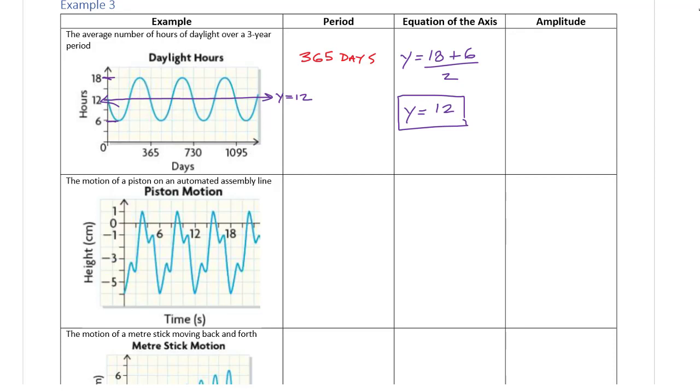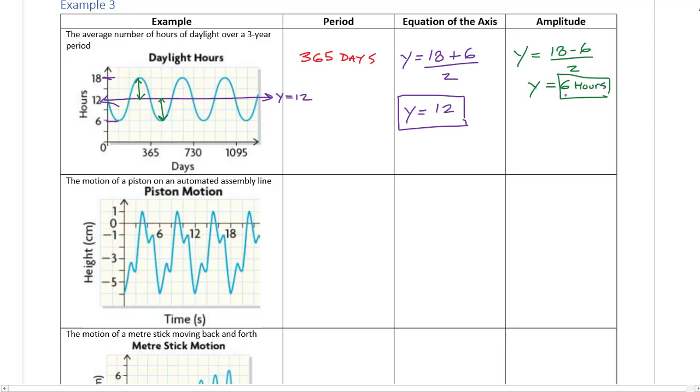The amplitude, on the other hand, is the radius of our circle, or in this case, we can also just say the distance from the equation of the axis to the top, or the distance to the bottom. It's the same thing. If you need an equation for that, we subtract the two numbers and divide by 2. So we get y equals 6 hours. The amplitude is a number relating to the units of the dependent variable, the y variable, so 6 hours.